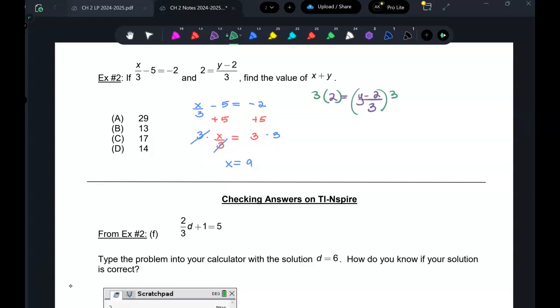Okay, on the left side, 3 times 2 gives us 6. What happens with the 3's on the right side? Oh, they cross out, and we're just left with y minus 2. So we're going to add 2. So 8 equals y. Good. I'm looking specifically for x plus y. So I have to add those two results together. 8 plus 9 gives us 17, which is C.